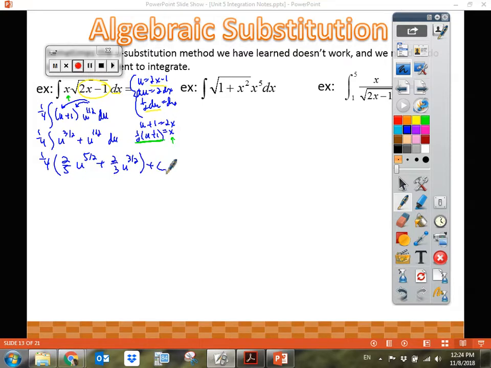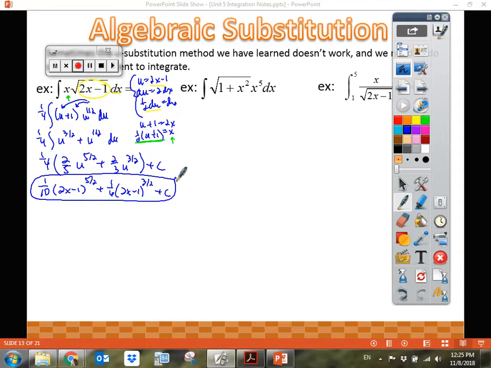Alright, so I'm going to do two things at once. I'm going to distribute this 1/4, and I'm going to put the u back in all at the same time. Hopefully that's not too troubling. So I'm going to do that all in one step and get 1/10 times my u, which is 2x minus 1, to the 5/2, plus 1/6 times (2x minus 1) to the 3/2, plus c. And that is our very first algebraic substitution. How's that? Okay.